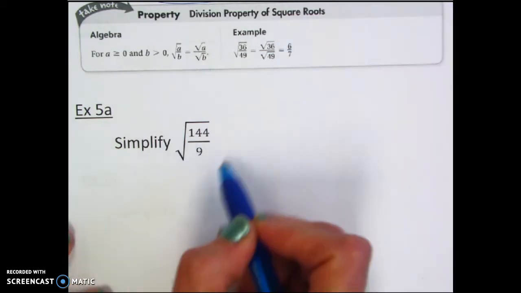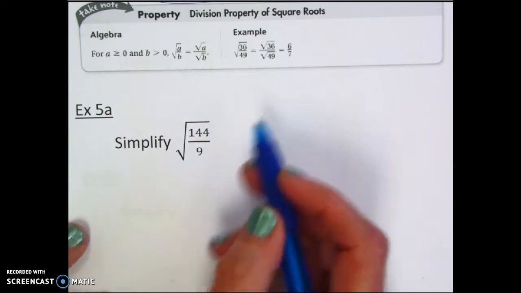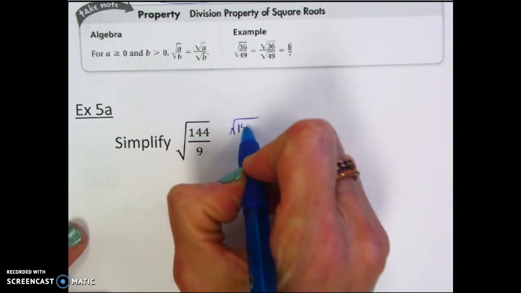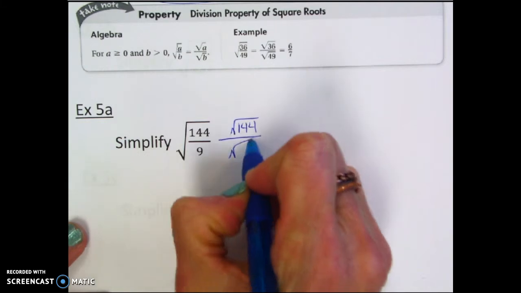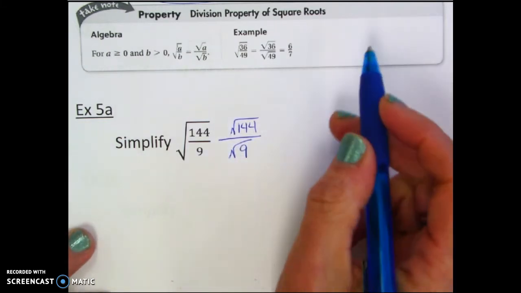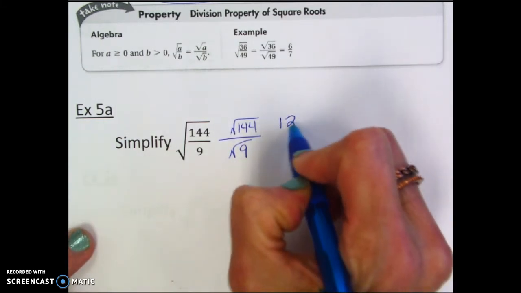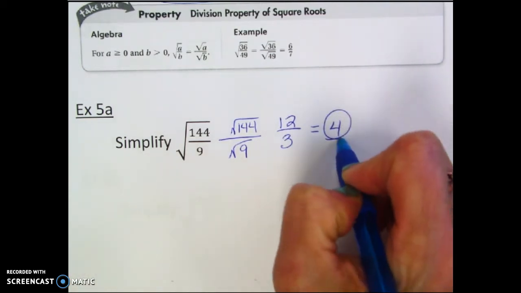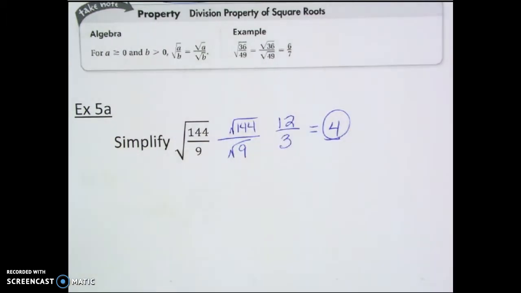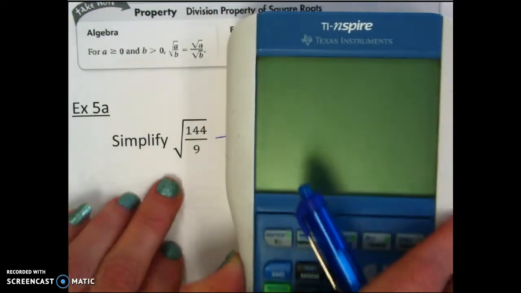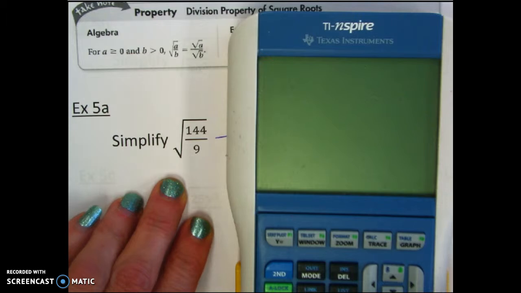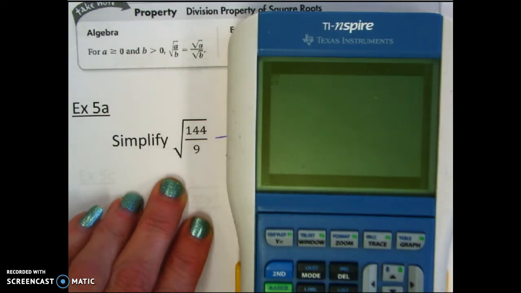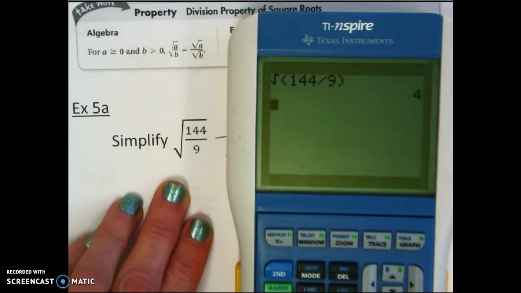So, if we have the square root of 144 over 9, we can break this down to the square root of 144 on top and the square root of 9 on the bottom. Square root of 144 is 12, square root of 9 is 3, 12 divided by 3 is 4. Now we can also take the square root of 144 divided by 9, and we will get 4.